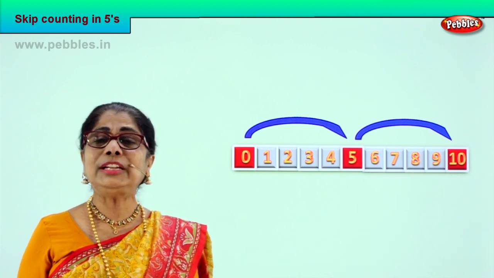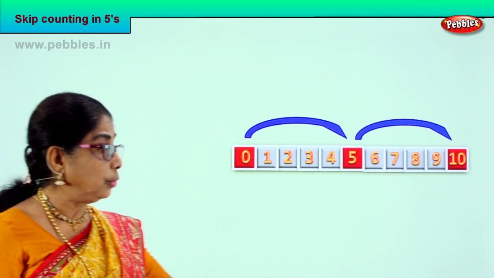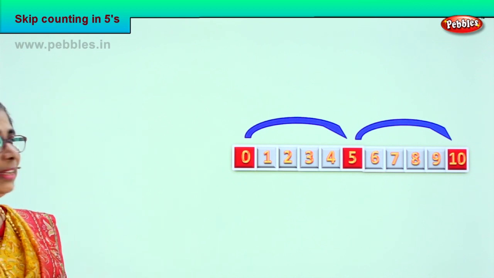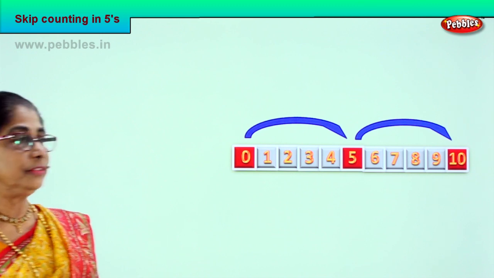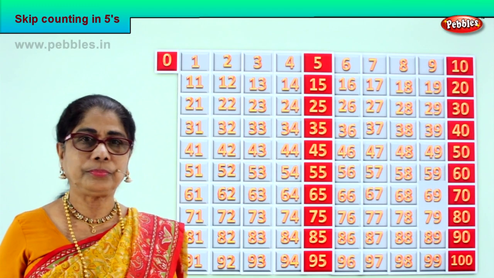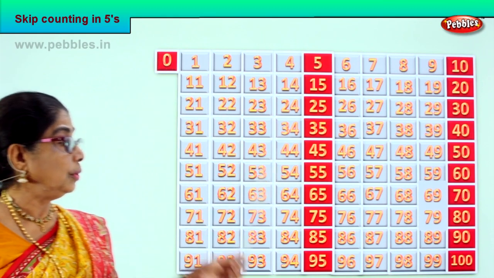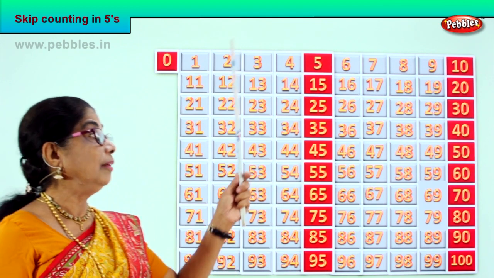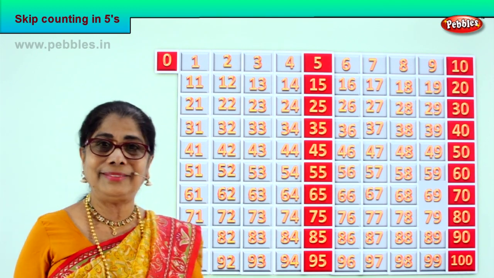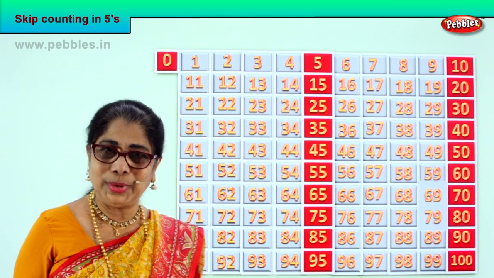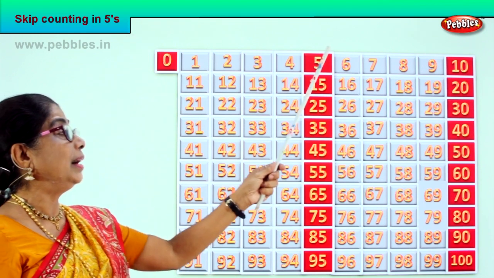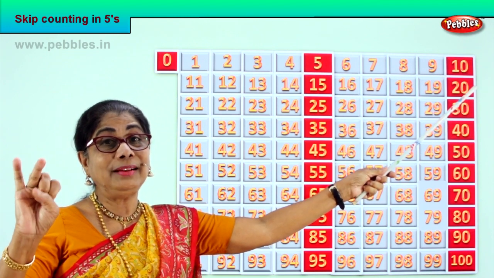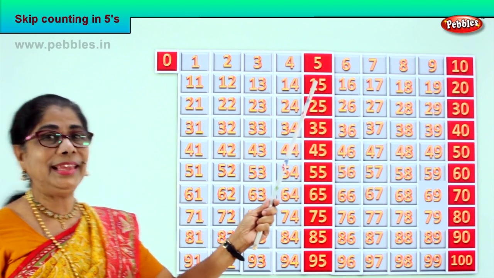Yes. Now let's look at the full pattern from 0 to 100. And then you understand better. Skip counting in fives. Look. You have 0 right up to 10. Then you have from 10 to 100. Let's do it. We did 0, 5, 10. Now, after 10, 11, 12, 13, 14, 15.